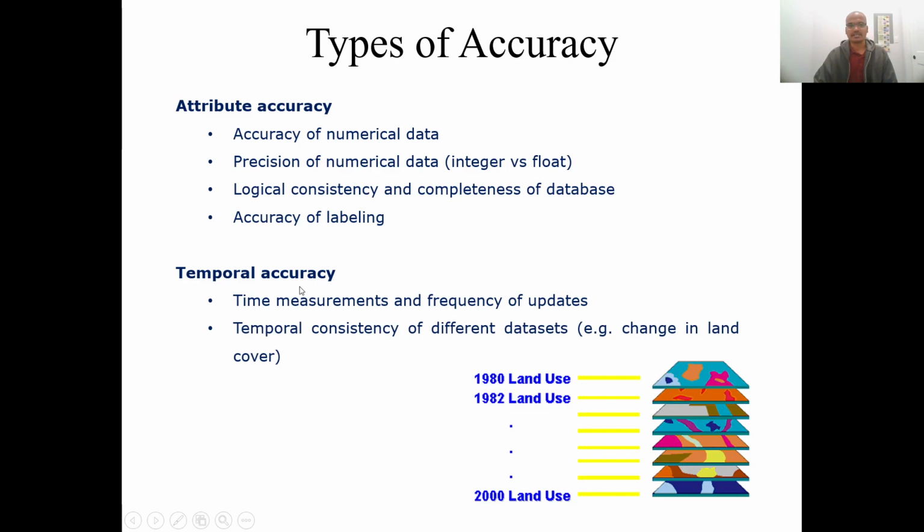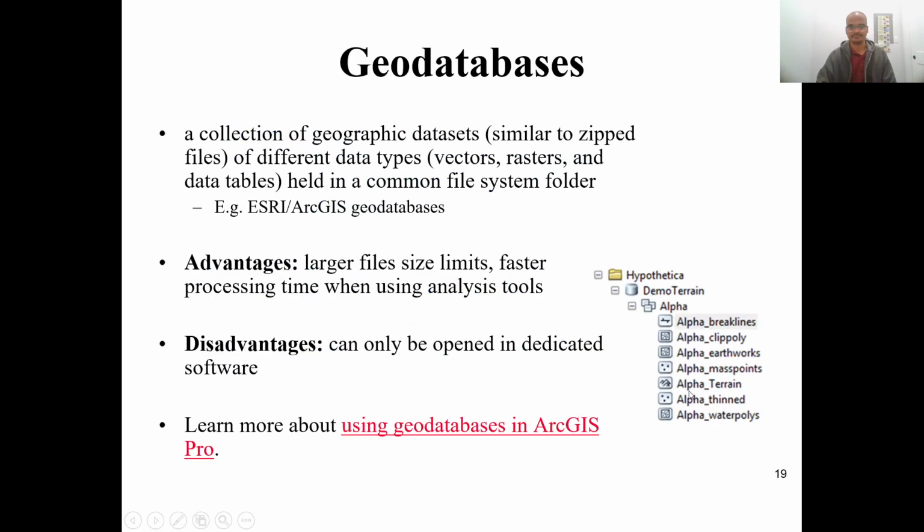Sometimes for special data sets, you need to maintain temporal accuracy also. For example, if the same data is repeated or entered for different time periods, then you have to maintain the proper time measurements, proper unit and frequency of update and so on. So temporal consistency of different data sets is very, very important, especially if you do land use change detection or some other change detection, or even weather modeling where you are comparing different time periods.